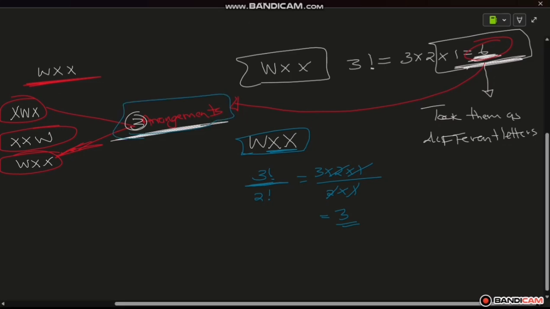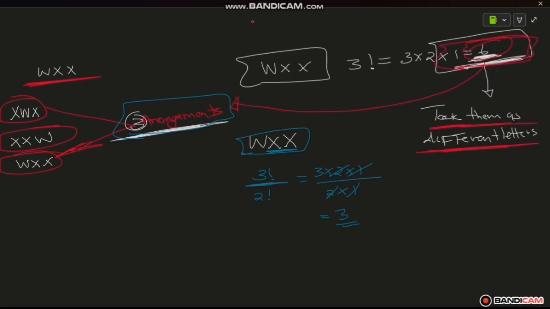But you only do this one if they say to take them as different letters. But if they don't say to take them as different letters, it means that you must take them as the same letters. This is what you do: 3 factorial over 2 factorial.